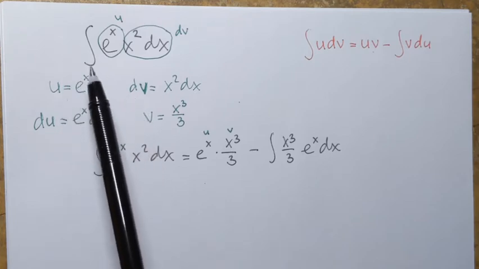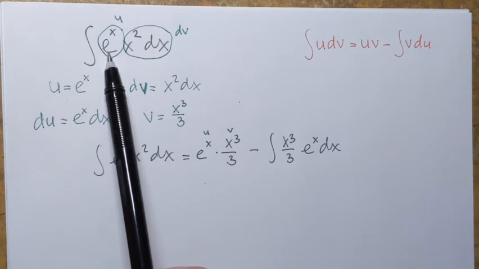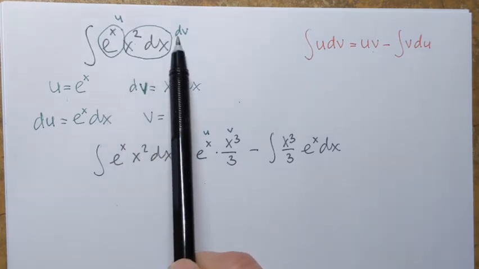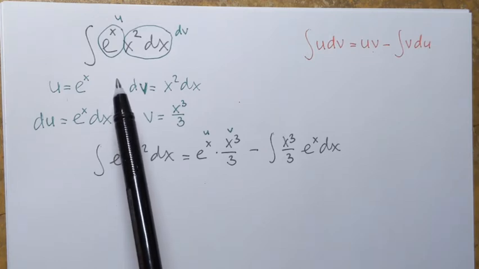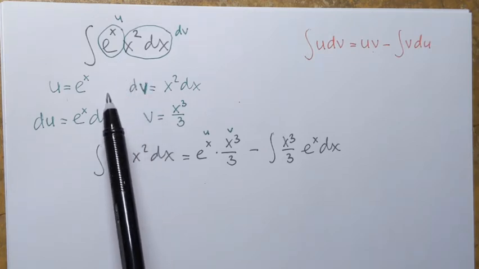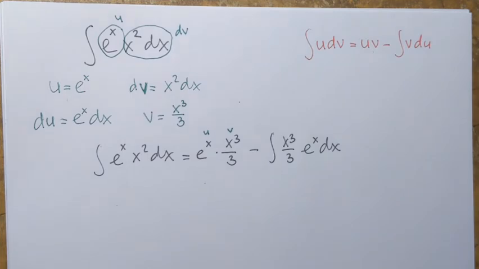So remember how we went in order? e to the x was u, and then the remaining part was dv. Well, we didn't have to go in order, so we can now try to do it in a different order, in other words. So let's try that.